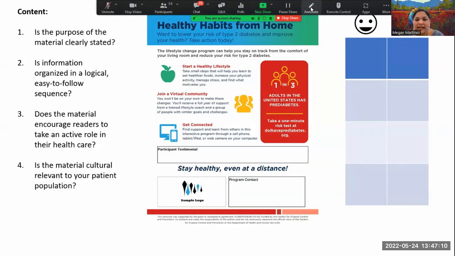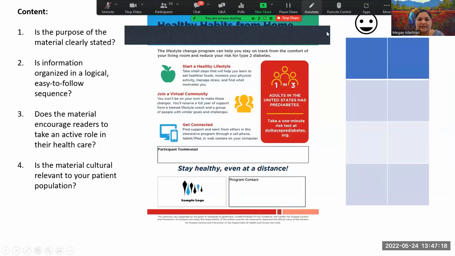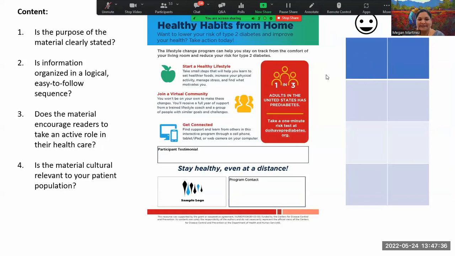So this tool is called Healthy Habits from Home. Want to lower your risk of type 2 diabetes and improve your health. Hopefully you all can see it, I know it's a little small. So for the first question, is the purpose of the material clearly stated? From looking at this resource on the screen, and I'm sorry, I know there's a little black box that comes off, but what do y'all think? We have yes, a couple of yeses. Okay, so yes, we can check that box off.